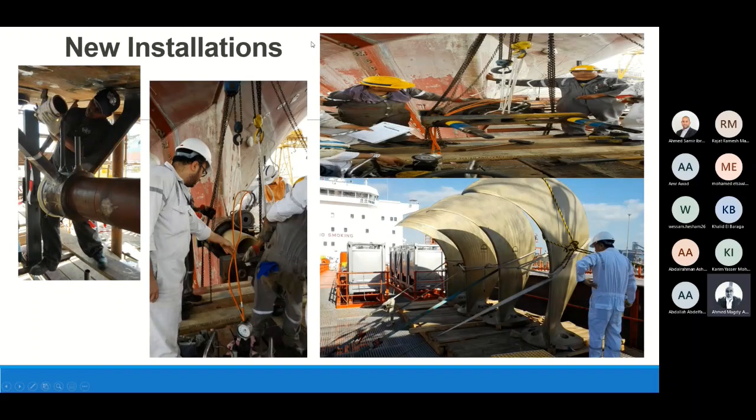Okay. New installation. Again, this is on the right side where we're installing the bearings. This is a bearing installation, as you can see here in the middle. Okay, new CPP propeller blades. Okay, this is the chock for the aft bearing.